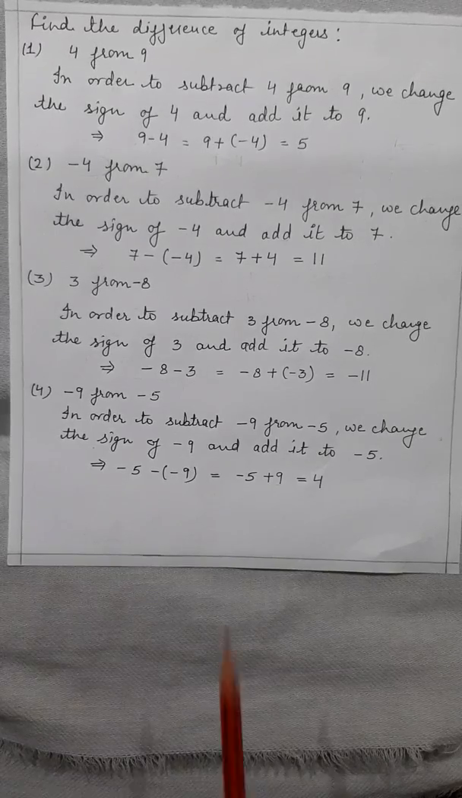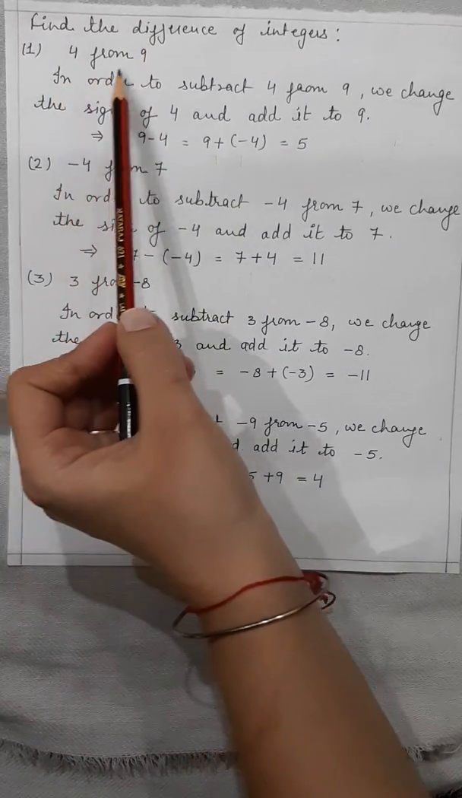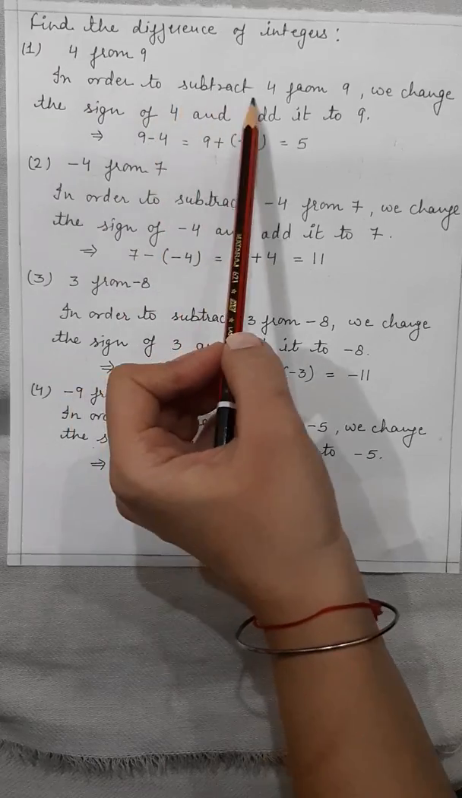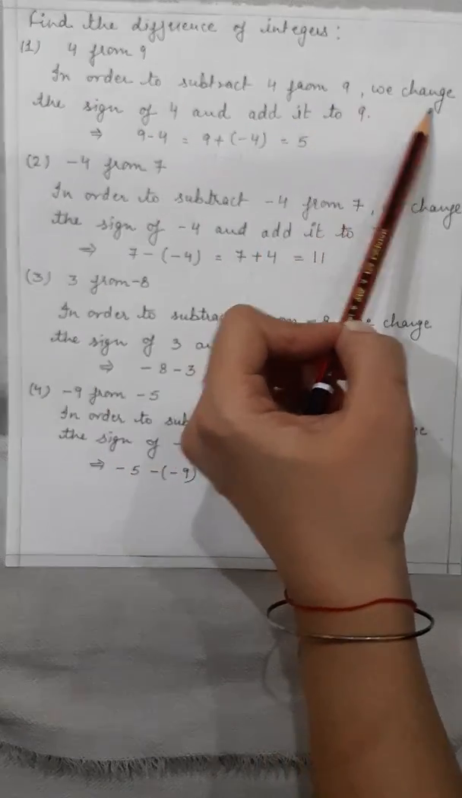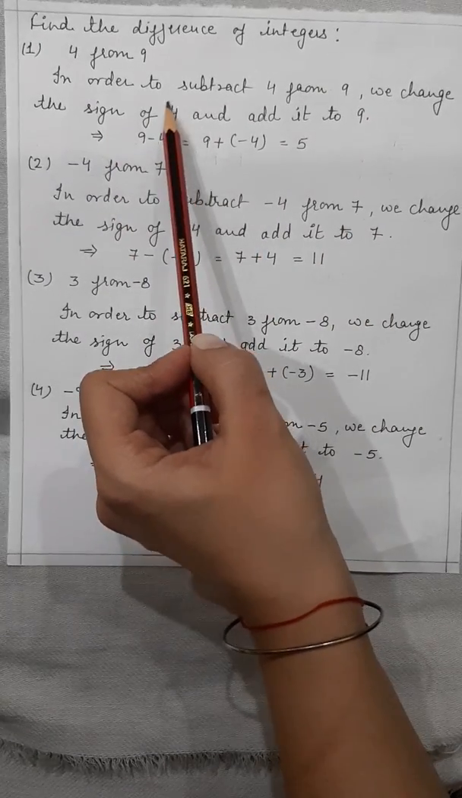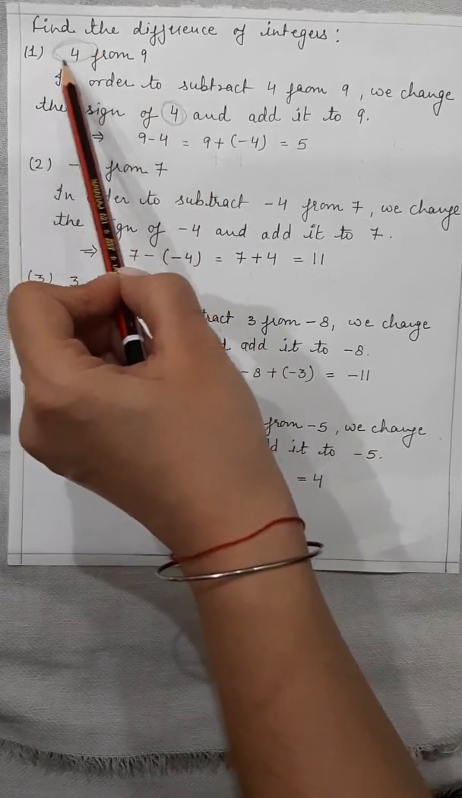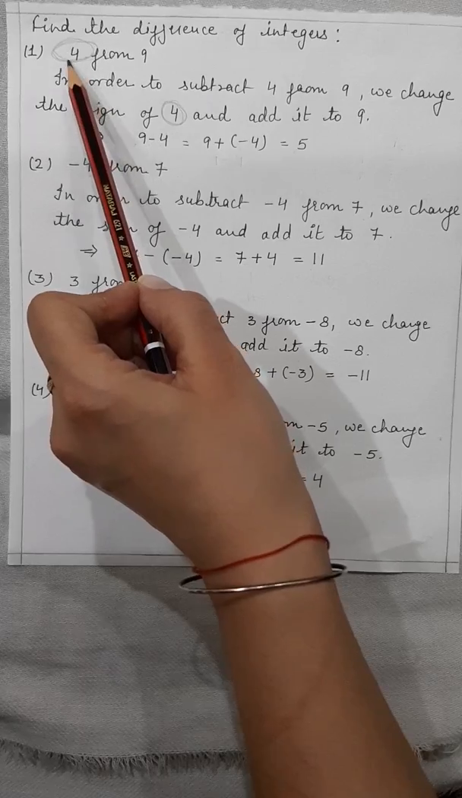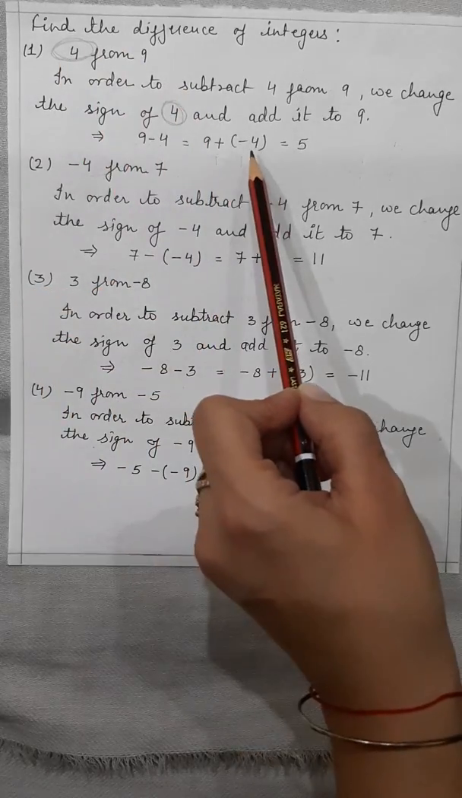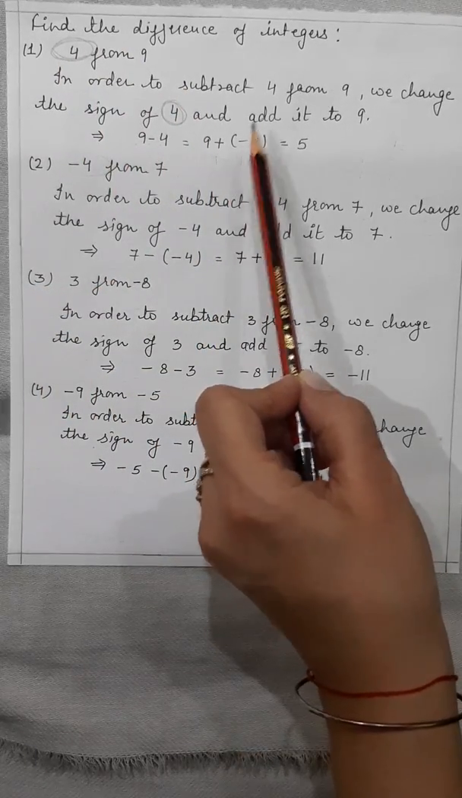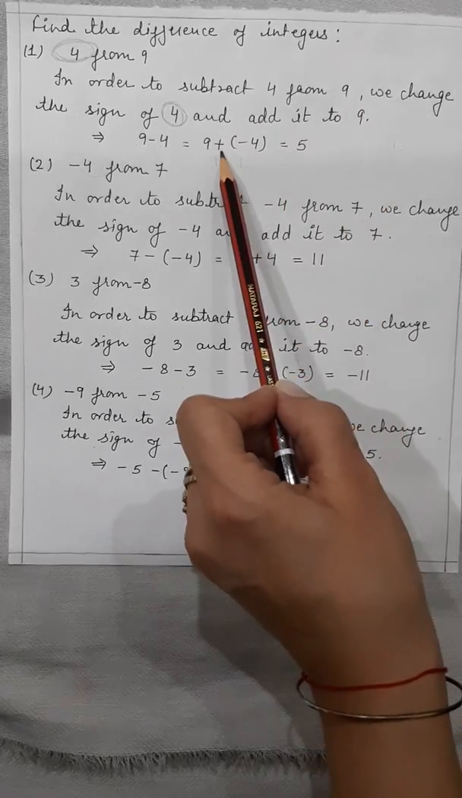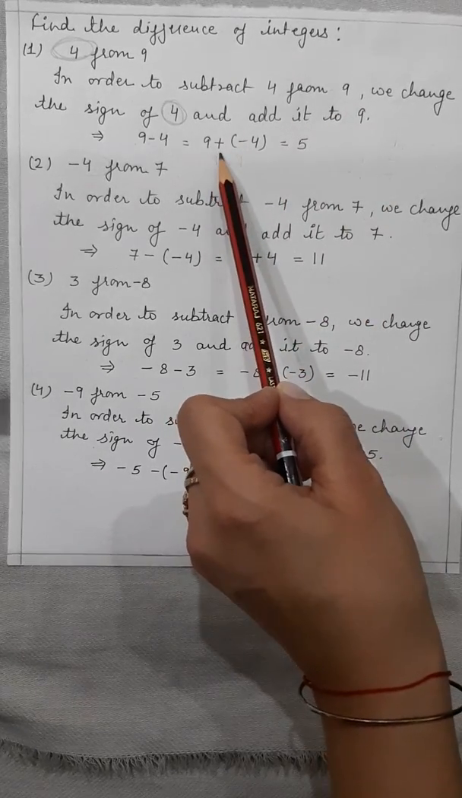If you have to find the difference of 4 from 9, in order to subtract 4 from 9, we change the sign of 4. Here 4 is with positive sign, then we have to write it with negative sign and add it to 9.